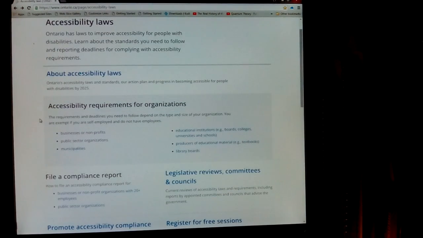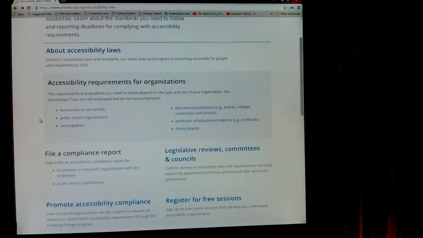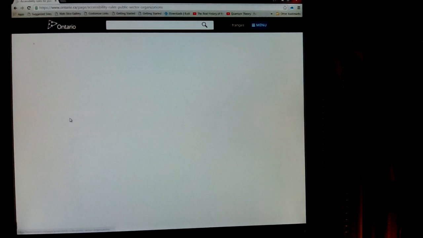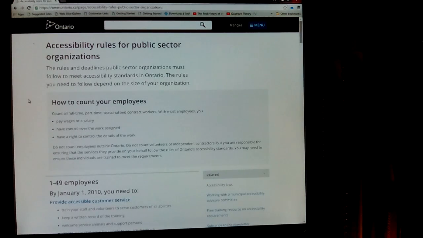Accessibility requirements for organizations. So is the courts a public sector organization? Well, let's see. Public sector organizations. Accessibility rules for public sector organizations. The rules and deadlines public sector organizations must follow to meet accessibility standards in Ontario. The rules you need to follow depend on the size of your organization.